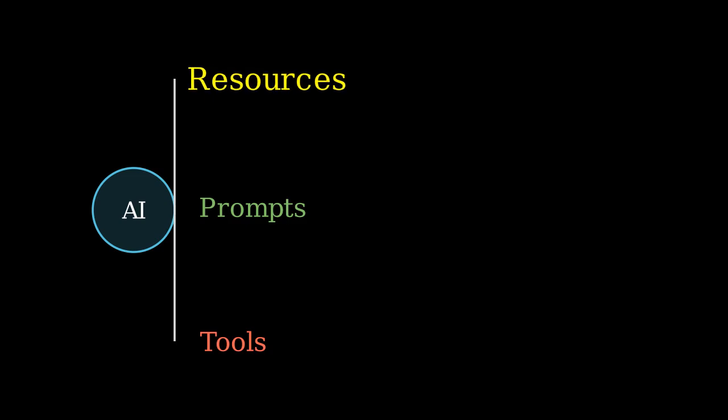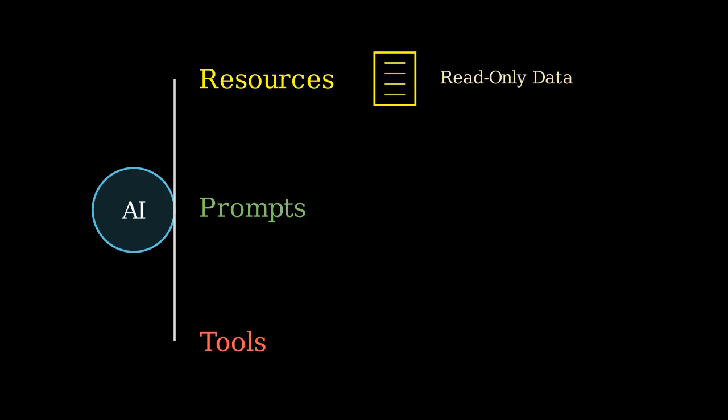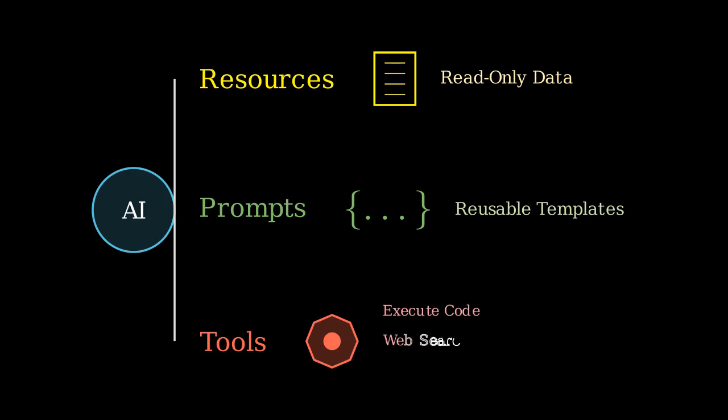Resources are essentially read-only data, like a text file, a documentation page, or a log entry that the model can pull in to gain context. Prompts act as reusable templates that help the model understand how to structure its thoughts or queries for a specific task. But the real power lies in tools, which allow the model to actually perform actions. A tool might allow the AI to execute a piece of code, search a specific web index, or update a record in a project management system.